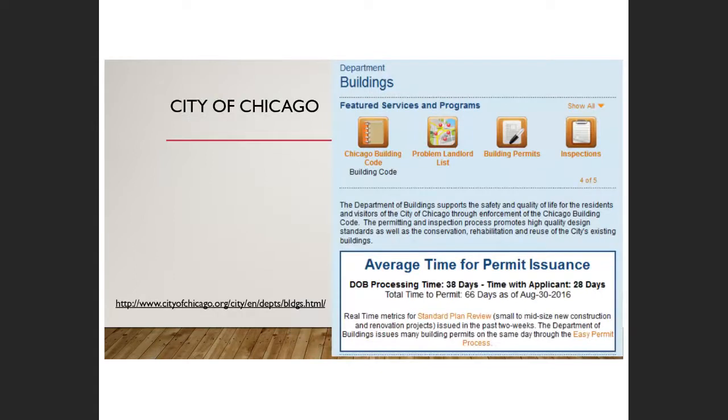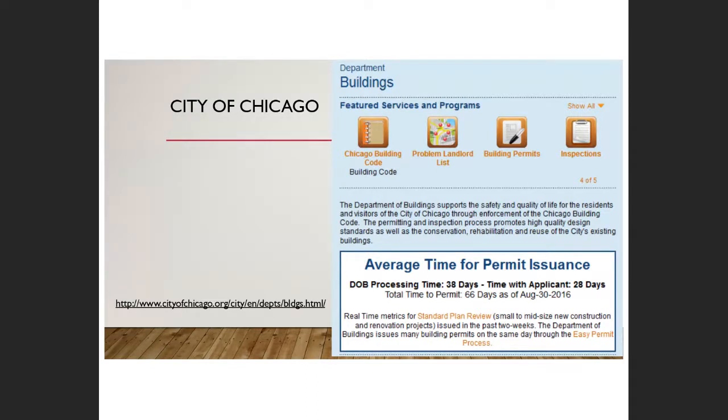I said that most jurisdictions in the state of Illinois will be using the IBC or the IRC. The city of Chicago is an exception, right? The city of Chicago has its own, develops and implements its own building code. So if you are working or building in the city of Chicago, you wouldn't be following the IBC or the IRC, you'd be following the city of Chicago building code.